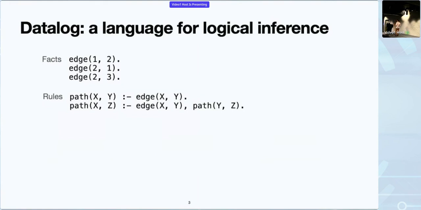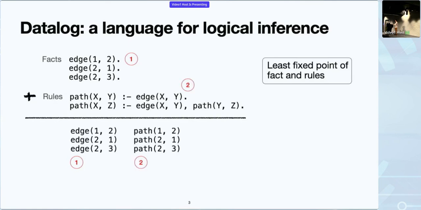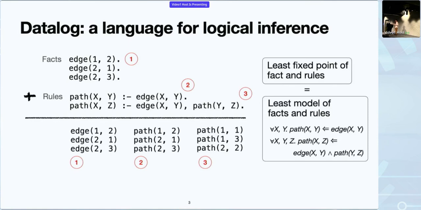So when we want to run a Datalog computation, we stick these two things together and compute their least fixed point. In this case, our initial facts will be part of it, as will facts we can derive using our first rule, and then facts we can derive using our second rule. And this is all the facts we can derive, so we're done. We've reached the fixed point. It's also equivalently a least model. If we interpret the rules as logical implications where the variables are universally quantified, that's another interpretation. And this model-theoretic view will be helpful to keep in mind for later.